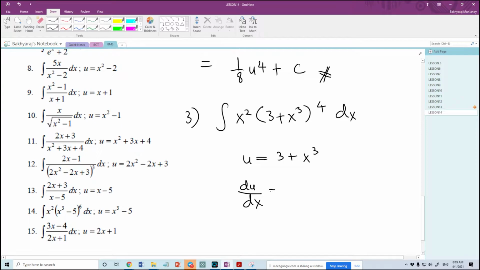Start with du dx will be equals to what? We will get 3x square. Okay, so we get 3x square. Now again I need to get dx. So if I want dx to move over here, 3x square you bring it over here. So you get dx equal 1 over 3x square du. This is what we get.